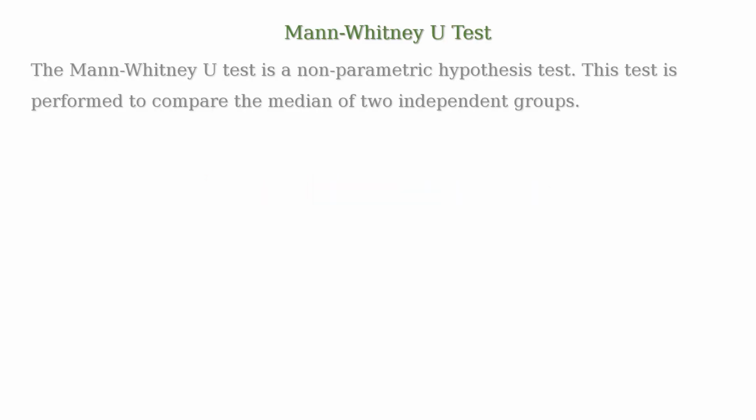What is the Mann-Whitney U test? When do we perform this test and how to perform this hypothesis test? In this video, we will try to understand that. The Mann-Whitney U test is a non-parametric hypothesis test. This test is performed to compare the median of two independent groups.